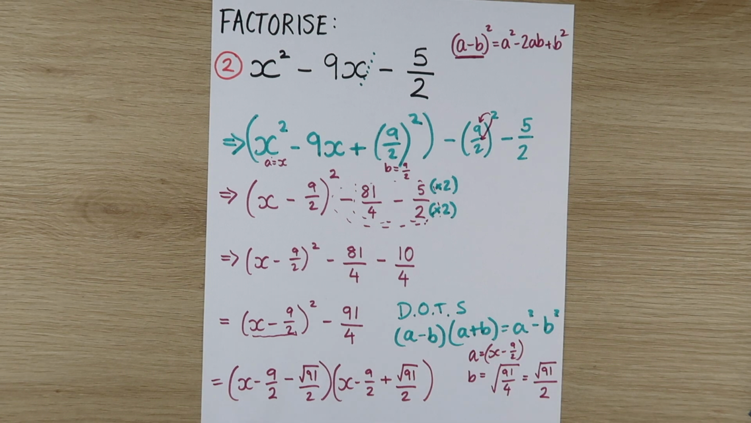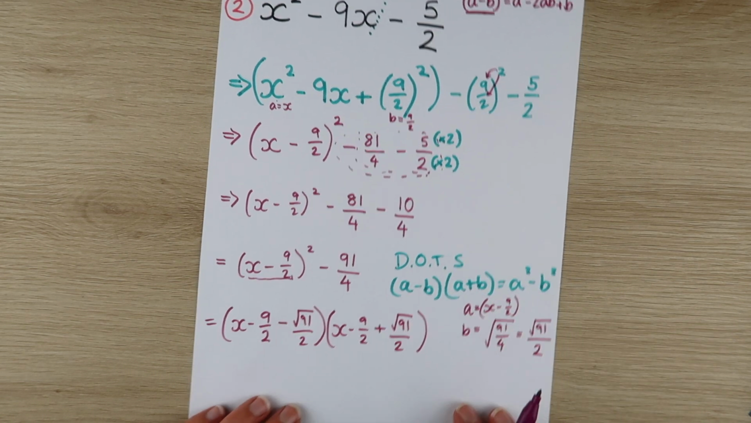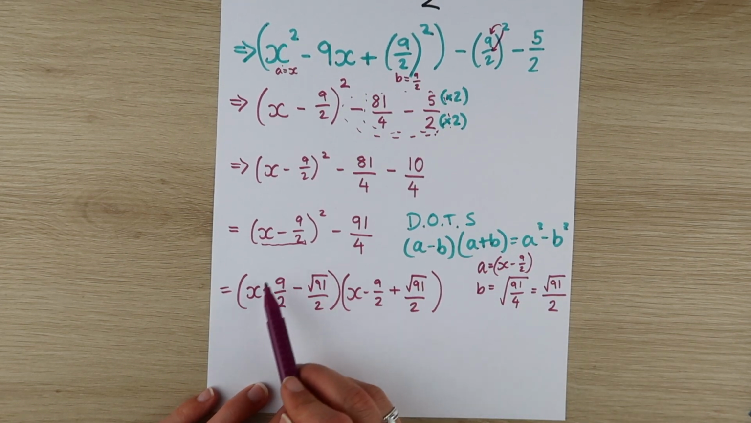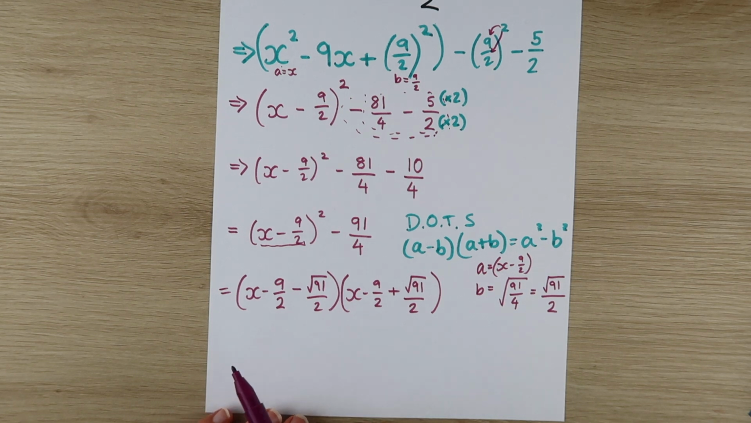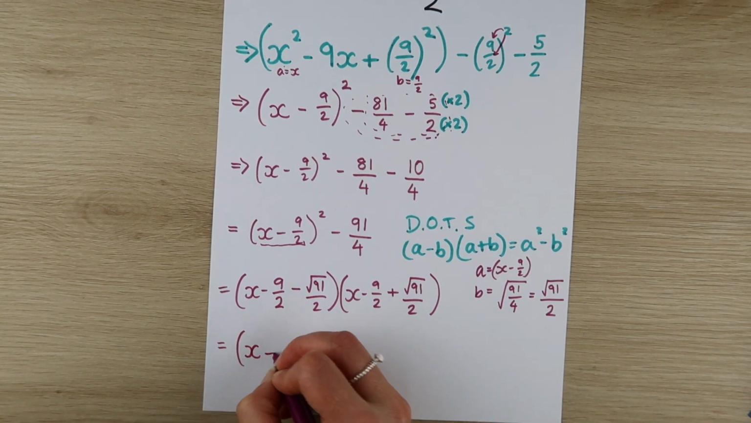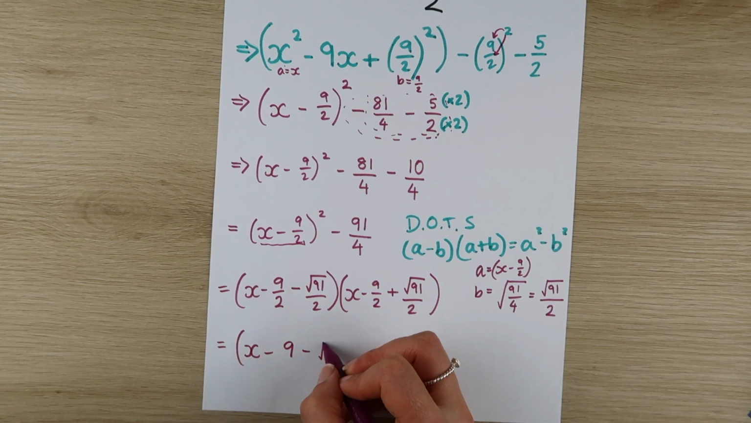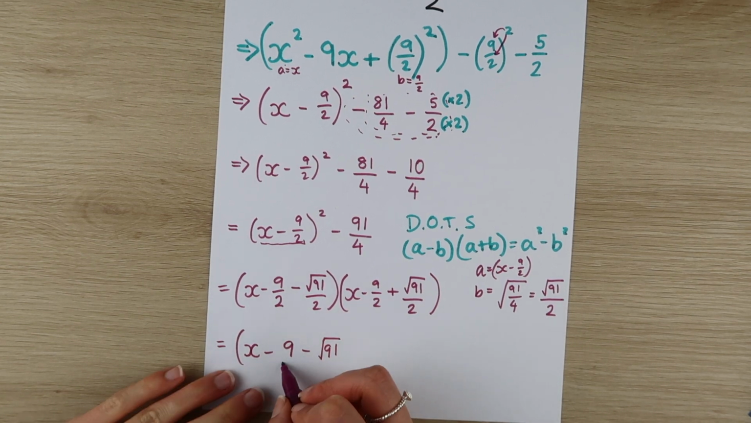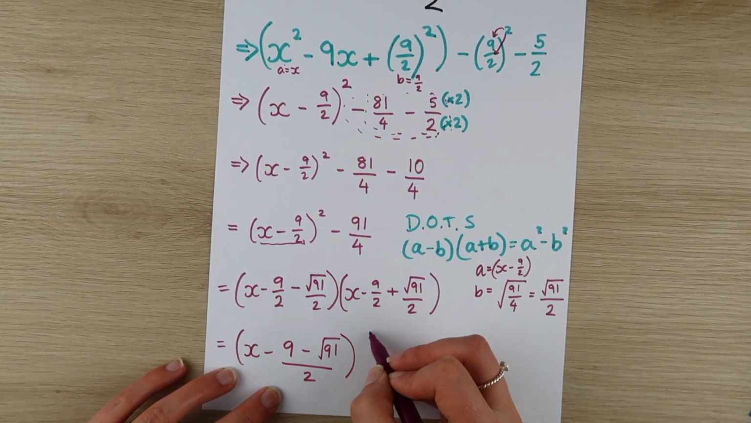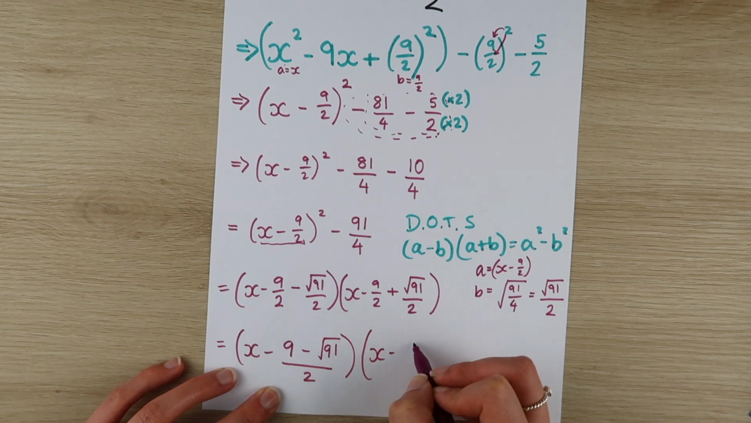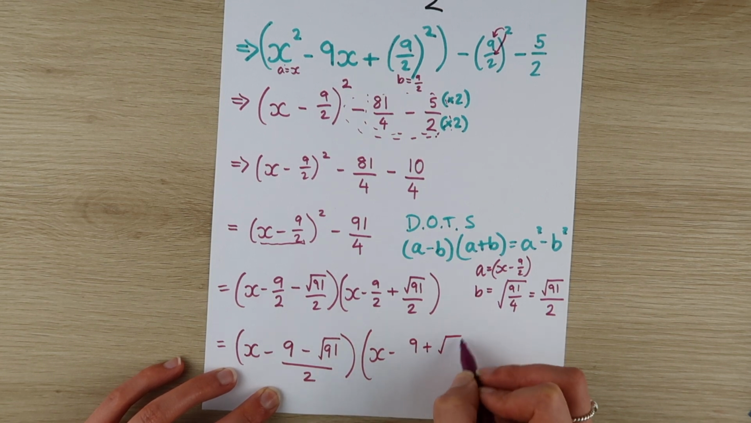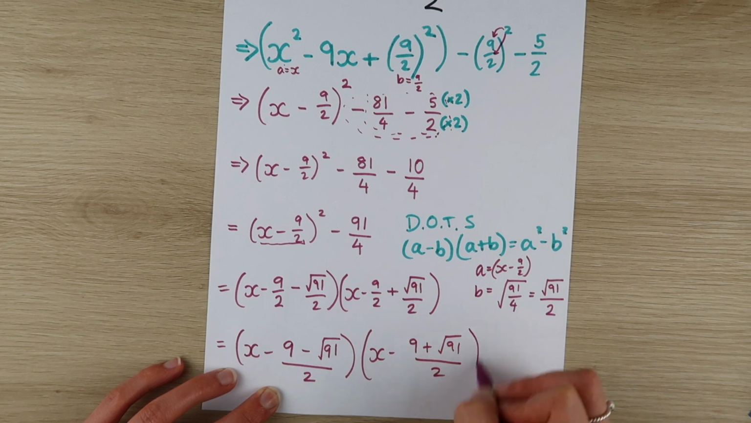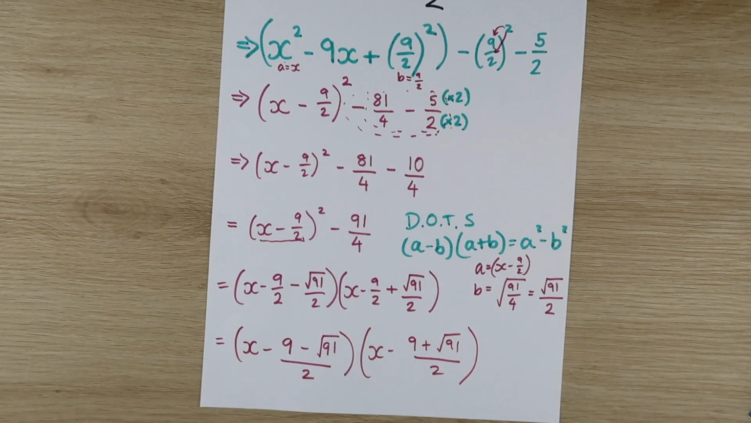Now, you could leave this as your answer, but a nicer way to write it would be to put all of that on the fraction together. Over 2, x minus 9 plus root 91 over 2. And you can just leave your answer like that.